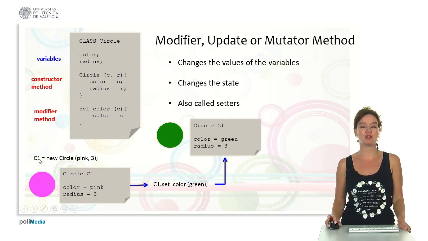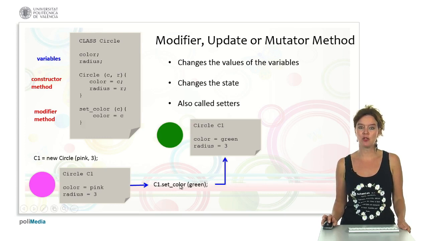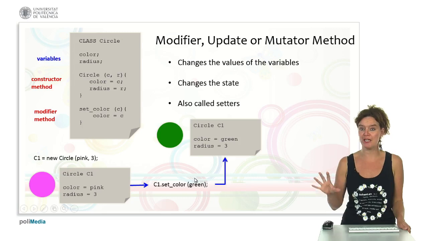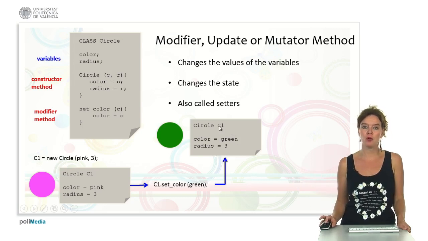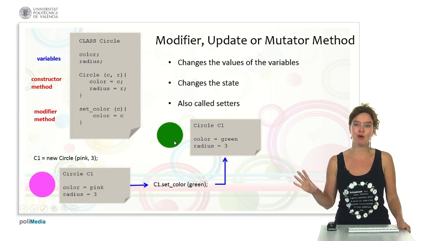Here we have our circle that we just created on the previous slide, an instance of the class Circle with color pink and radius 3, and here we say on C1 call the method setColor and set the color now to green. What happens is that the state of our object changes such that afterwards circle C1 has the color green. Here you can see it. So these are modifier methods that modify the state of an object.